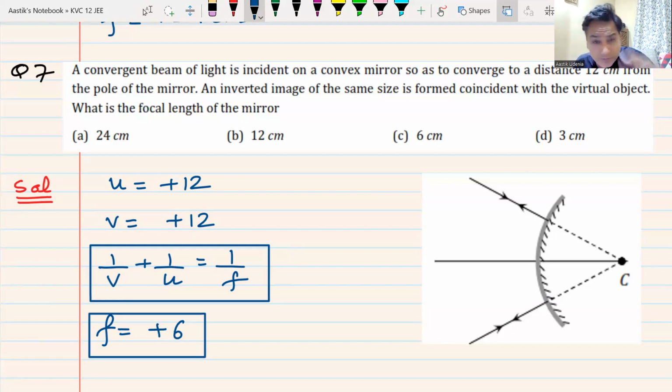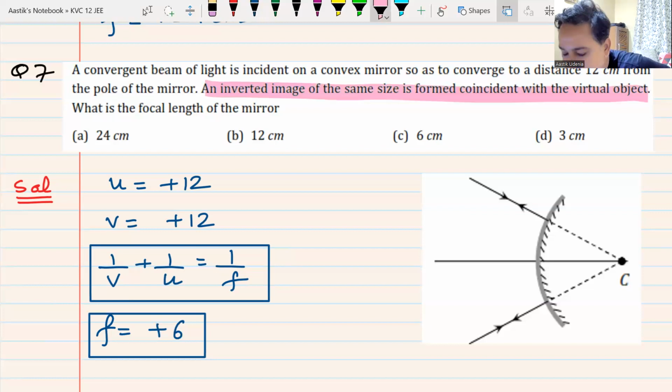But the reason that I gave you this question was a bit different. The reason I gave you this question was to make you understand that the image is coinciding with the object. That can only happen when the rays retrace their path.